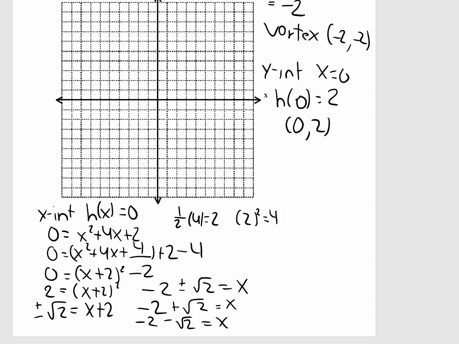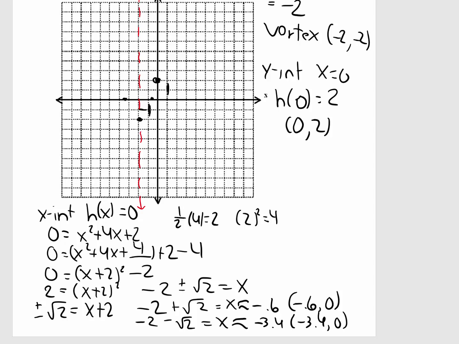Now, let's use a calculator to figure out the approximation for negative 2 plus the square root of 2, and negative 2 minus the square root of 2. Negative 2 plus the square root of 2 is about negative 0.6, so I wrote that as an ordered pair. And negative 2 minus the square root of 2 is approximately negative 3.4, which I wrote as an ordered pair here. So now I want to plot all of these points on the coordinate plane with the equation of the axis of symmetry.